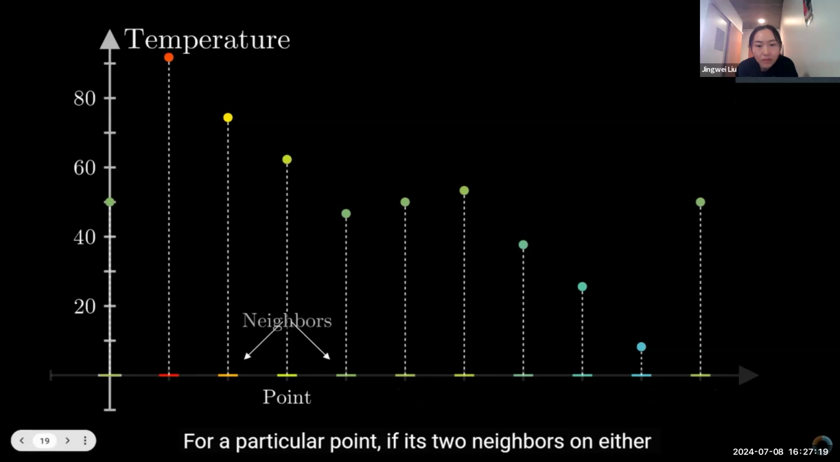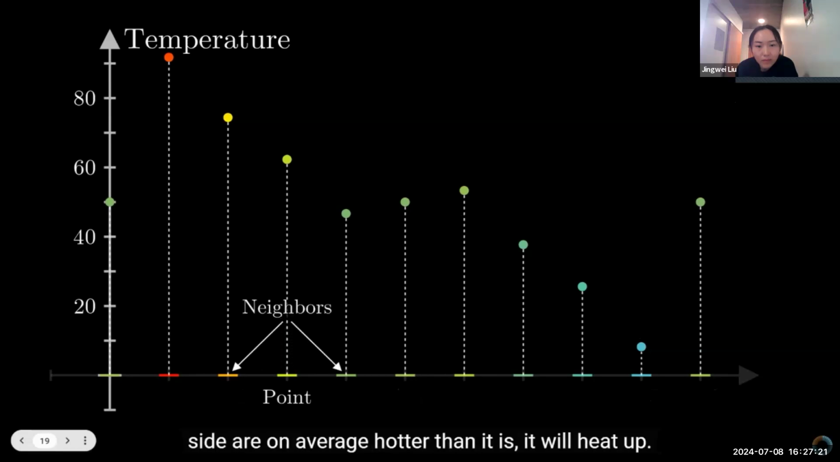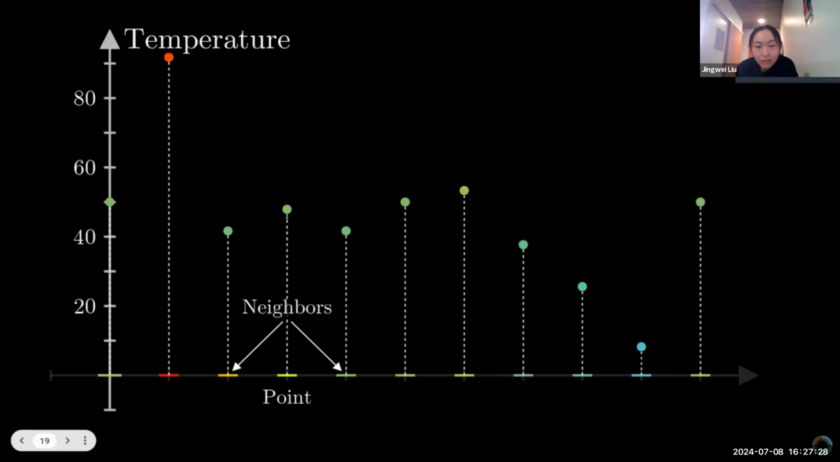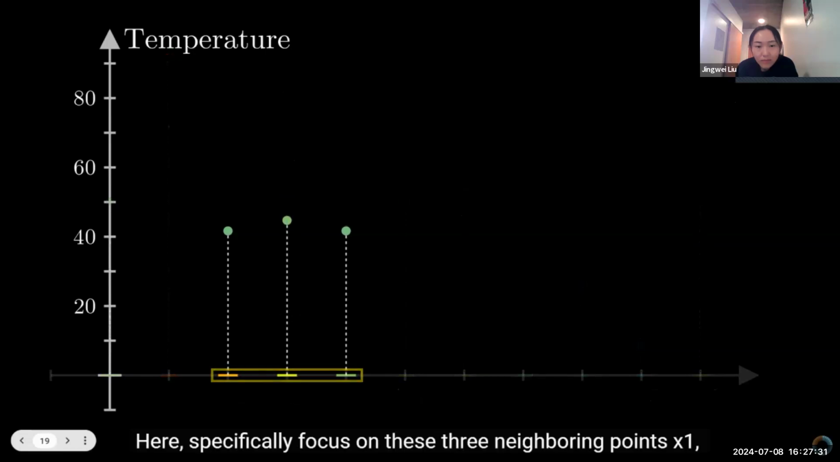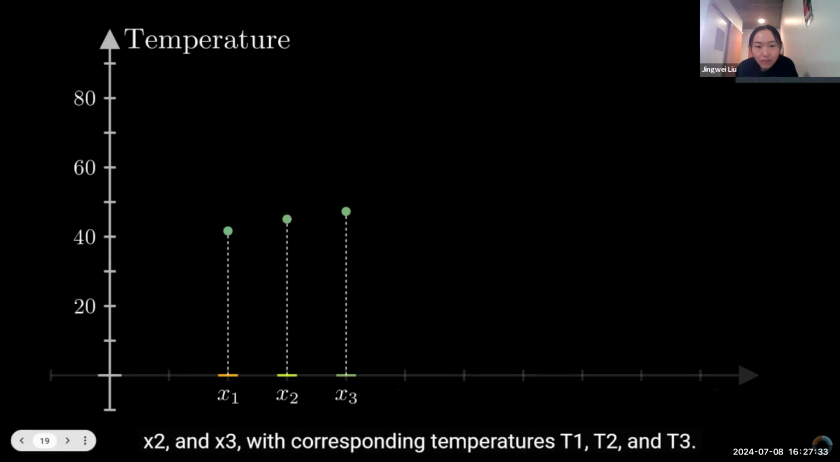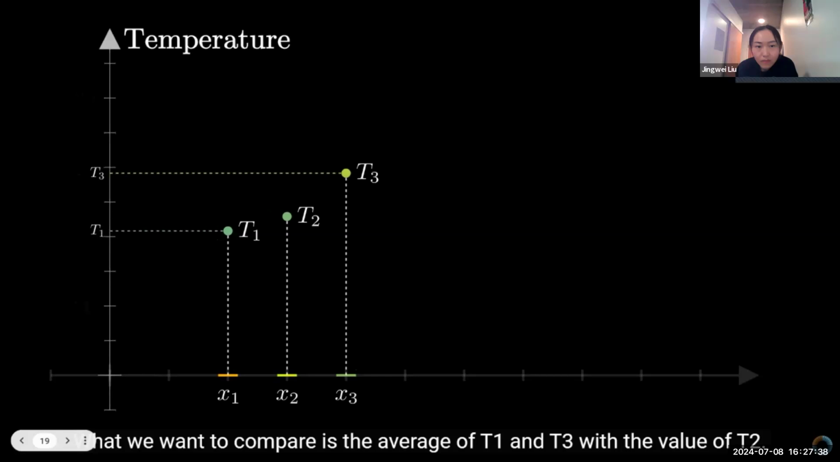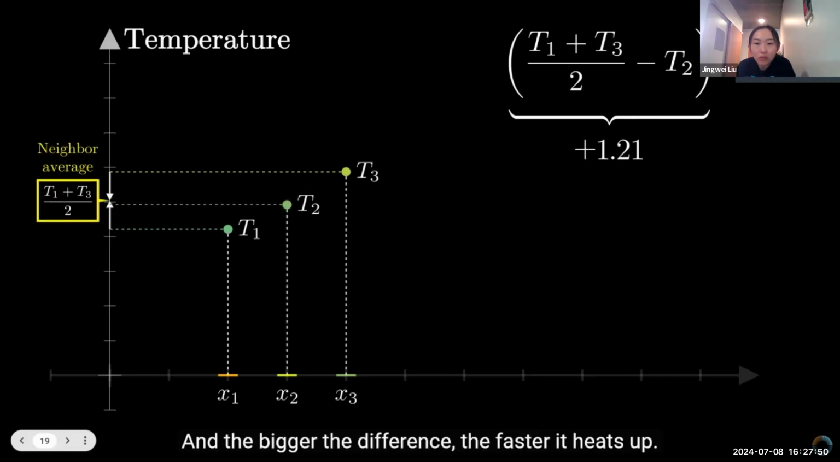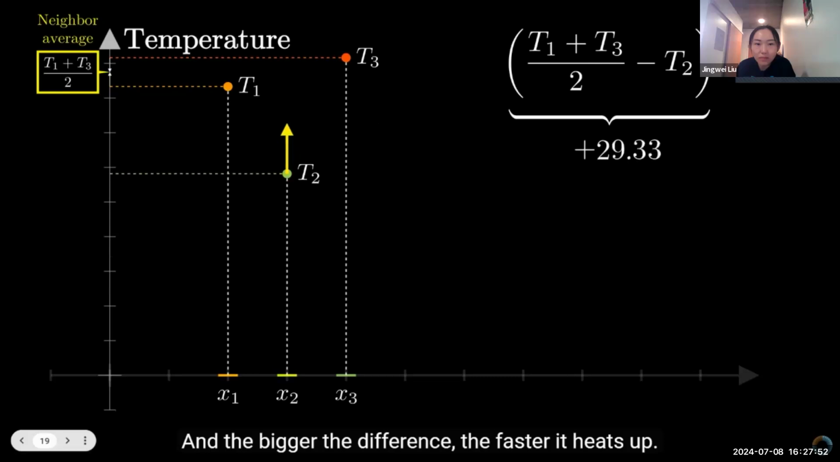For a particular point, if its two neighbors on either side are on average hotter than it is, it will heat up. If they're cooler on average, it'll cool down. Here, specifically focus on these three neighboring points, x1, x2, and x3, with corresponding temperatures T1, T2, and T3. What we want to compare is the average of T1 and T3 with the value of T2. When this difference is greater than 0, T2 will tend to heat up. And the bigger the difference, the faster it heats up.